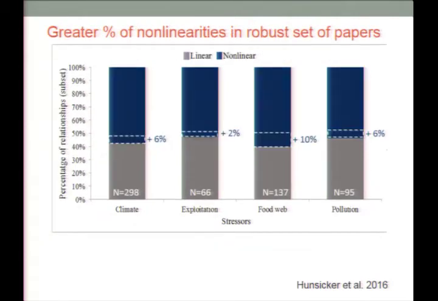One concern that I had when I was doing this meta-analysis is that the methodologies that authors use to identify relationships between stressors and responses are not always consistent. And so I then narrowed down the pool of papers to those that I considered to be the most robust from a statistical standpoint. So the authors had to provide some evidence that they were actually looking for both linear and nonlinear relationships. And what I found was that when I looked at this robust set of papers, there was an increase in the percentage of nonlinearities in those papers.